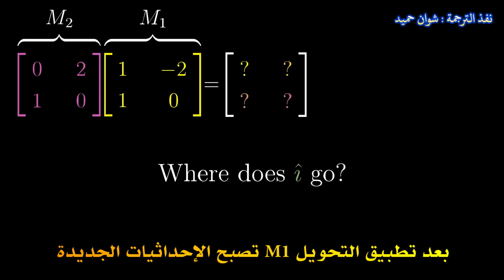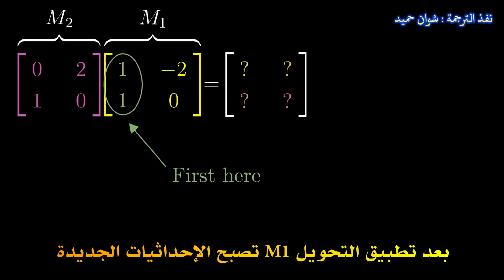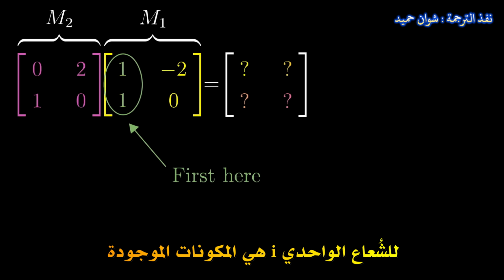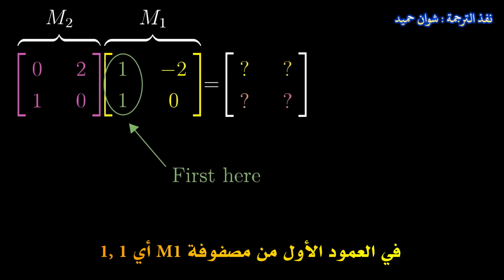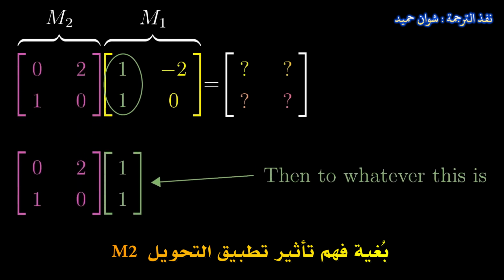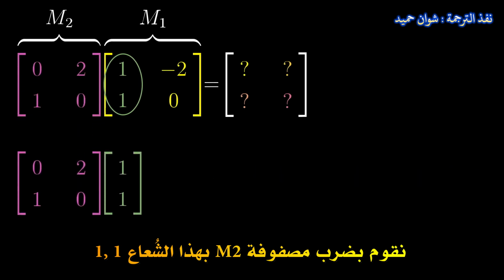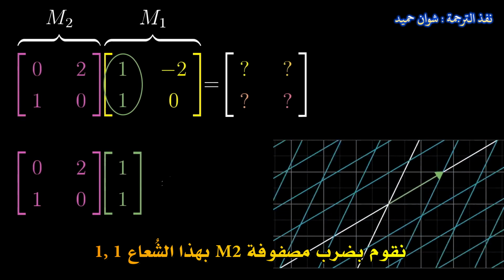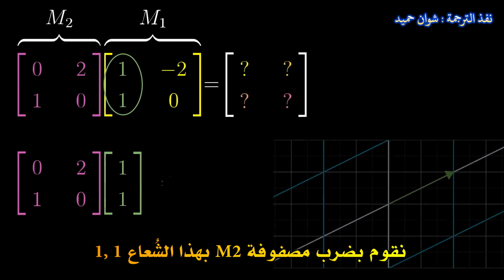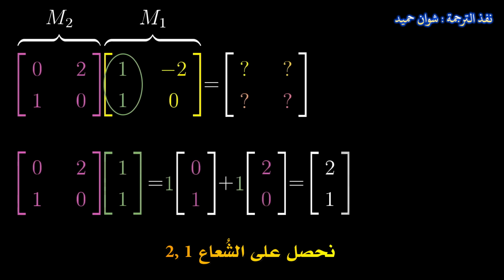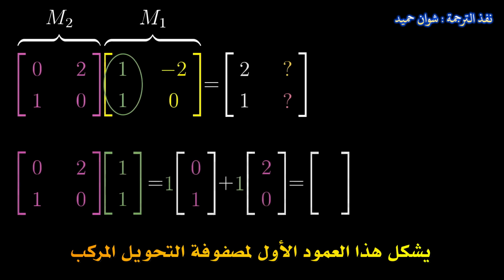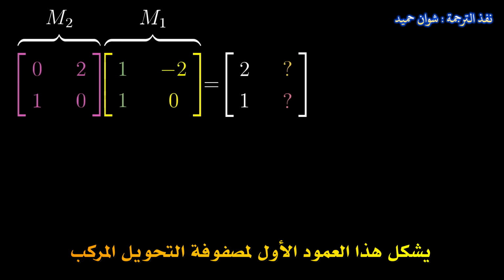After applying M1, the new coordinates of I hat, by definition, are given by that first column of M1, namely 1, 1. To see what happens after applying M2, multiply the matrix for M2 by that vector, 1, 1. Working it out the way that I described last video, you'll get the vector 2, 1. This will be the first column of the composition matrix.